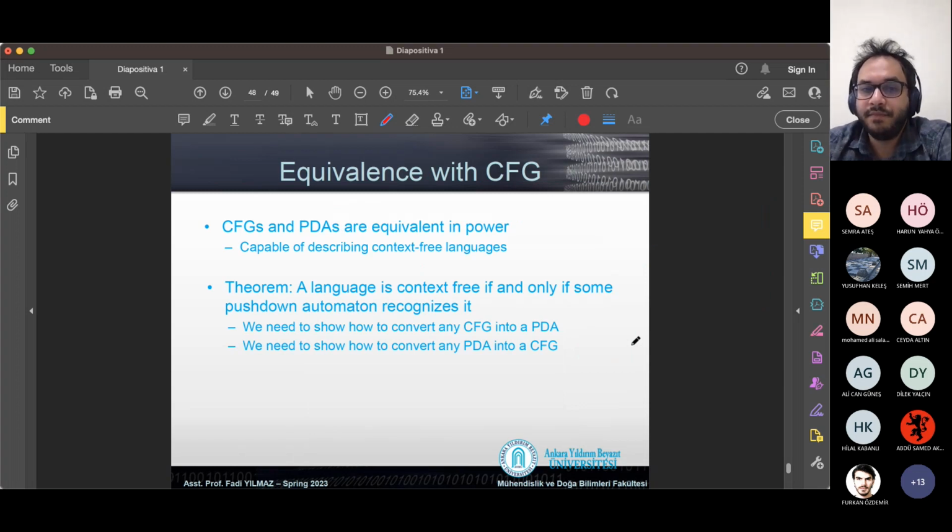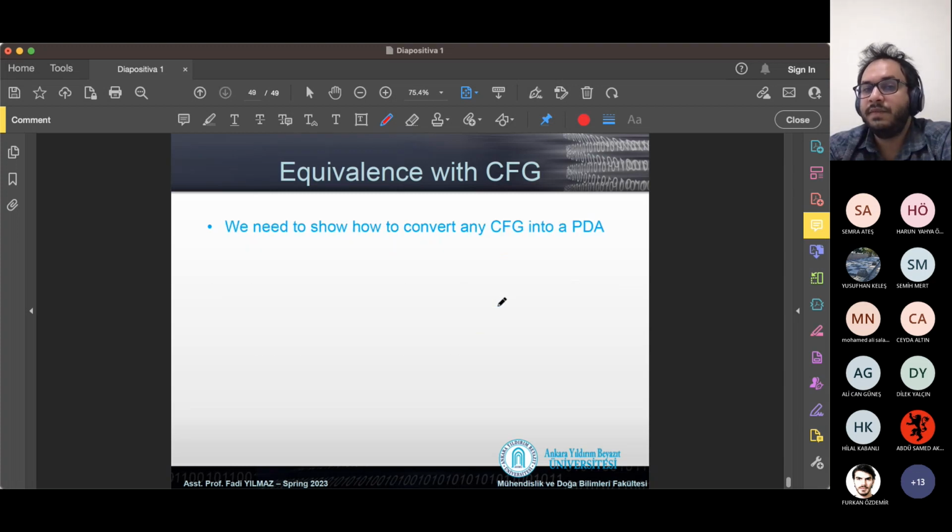Context-free grammars and pushdown automata are equivalent in power, which means they are capable of describing the context-free languages. But then we have to say that a language is context-free if and only if some pushdown automaton recognizes it. So we have to show an algorithm to convert a context-free grammar into a PDA and vice versa. Okay, guys, and this is the next big topic.